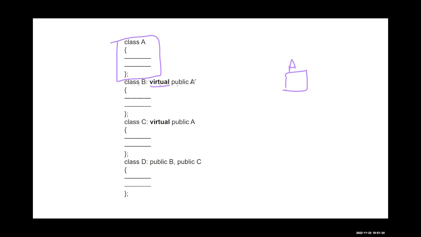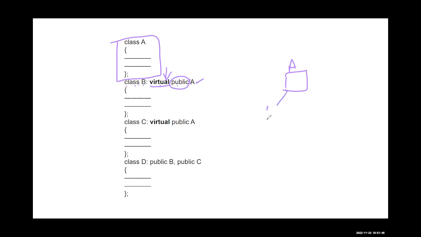Class B virtual public A. We know the syntax to declare an inheritance, isn't it? So in the derived class, how am I going to say? I'm going to say the class keyword, the name of the derived class, colon, the visibility mode, and then the name of the base class. So here I'm adding another keyword called virtual so that there is no duplication.